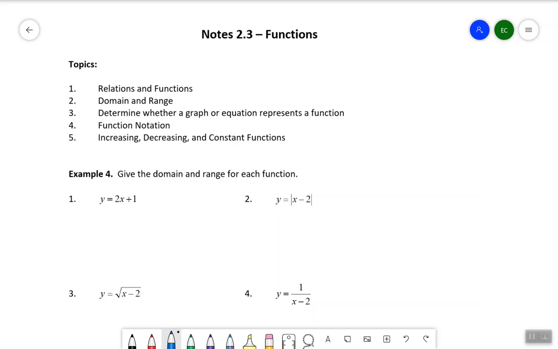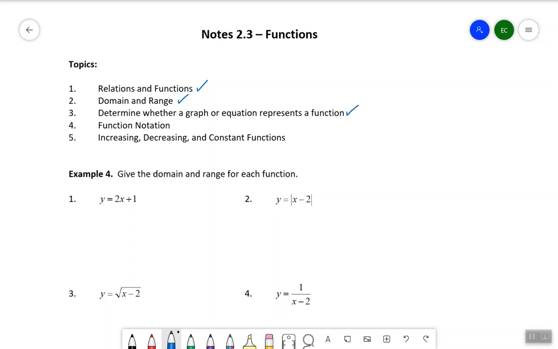We're working in section 2.3. We're talking about functions. We've already had the definition of a relation and a function, and we've seen some examples. We've also been talking about domain and range, and we're going to talk about them some more. And then this third topic, determine whether a graph or an equation represents a function. We covered this pretty well in the previous video.